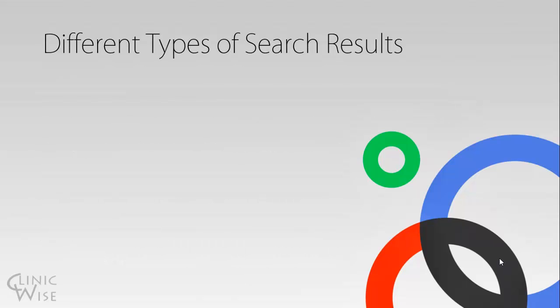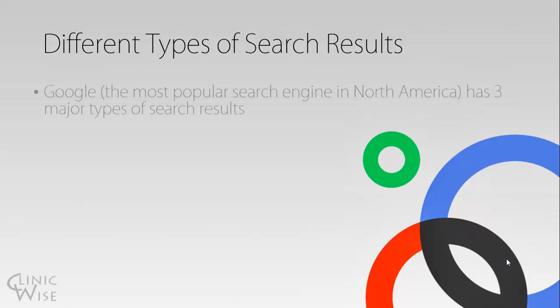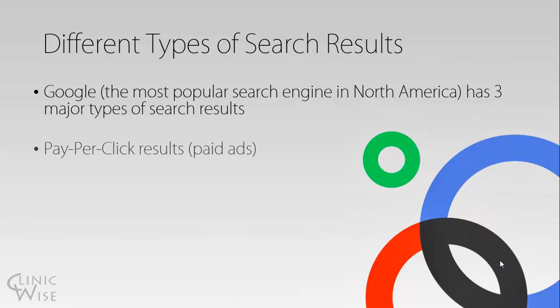There are many different search engines, but this course will focus specifically on Google. Google is by far the most popular search engine in North America, which makes it the one to be the most concerned with. Google has three major types of results, some or all of which may show up during a single search. The first type of results are labeled pay-per-click, which are essentially ads in the form of search results. Website owners can pay to have their link show up in prominent places.